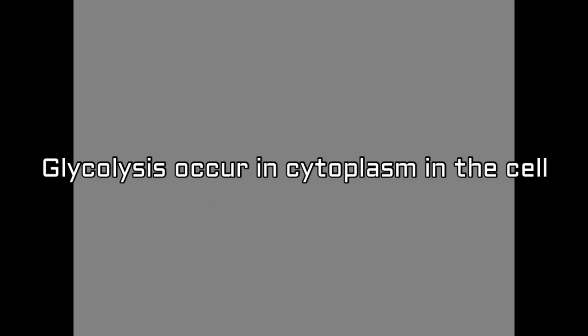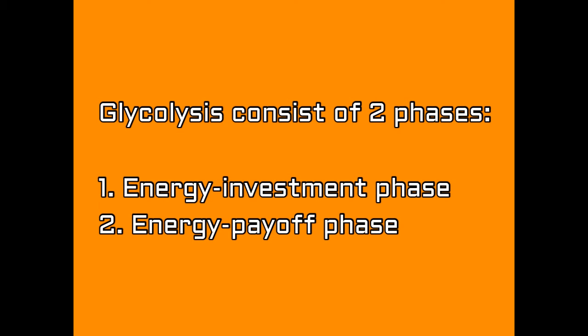Glycolysis process occurs in the cytoplasm of prokaryotes and eukaryotes. There are two phases in glycolysis process. The first one is energy investment phase and the second one is energy payoff phase.